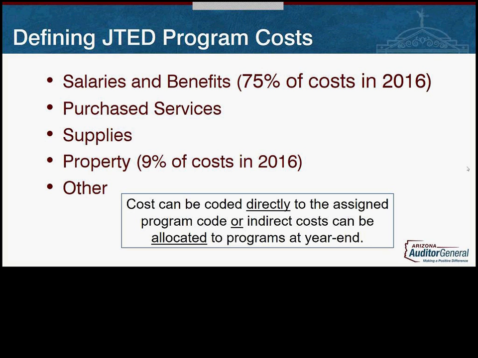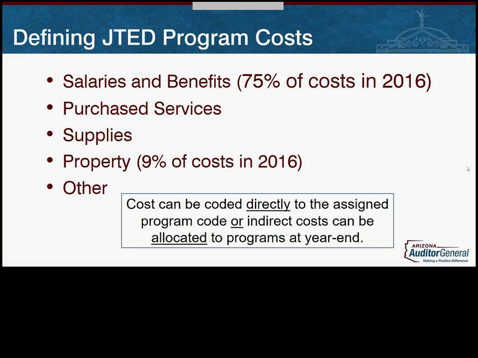So on this slide, we have included the categories that are the current object code categories used in the JTED cost reporting form. If you implemented the new program codes, you'll be able to include most costs very easily. If you did not implement the new program codes, you can still directly assign some costs in the JTED cost reporting form. So let's look at how you might do that.